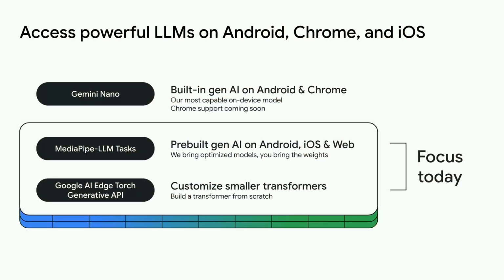Now, for devices and platforms that don't have Gemini built in, that's what I'm going to cover today in this session. And we're going to look at two different ways where you can bring your own model and run it on device with Google AI Edge. First up, we're going to look at the MediaPipe LLM Inference API. And these are pre-optimized LLMs that work really well on multiple platforms. Then we're going to cover our generative API. This enables you to build your own generative models that use on-device compute with great performance.